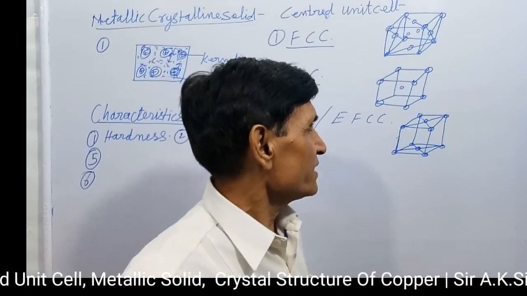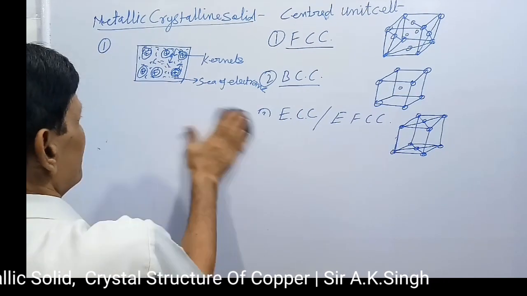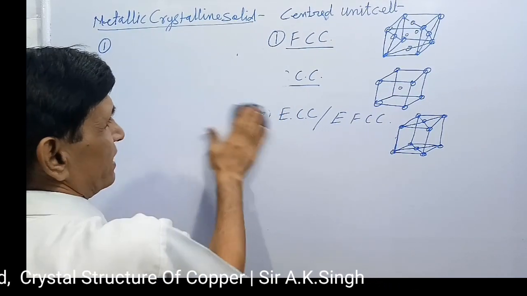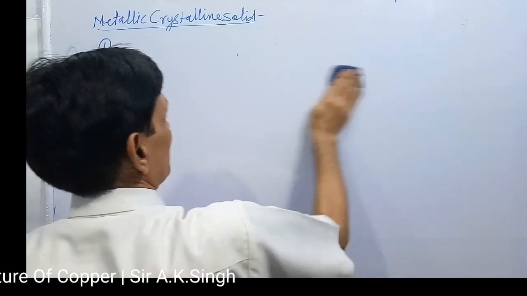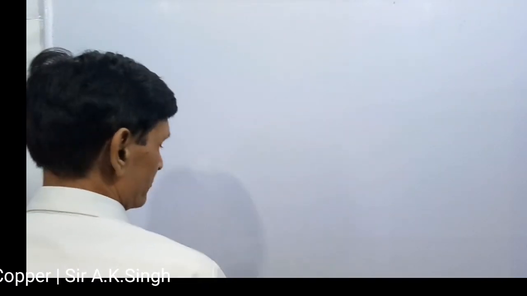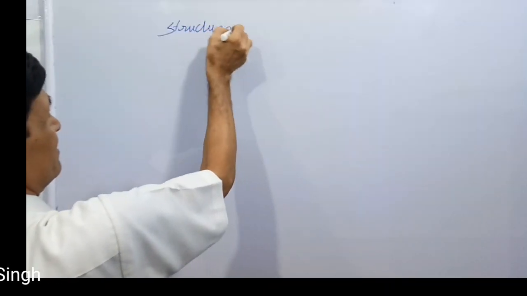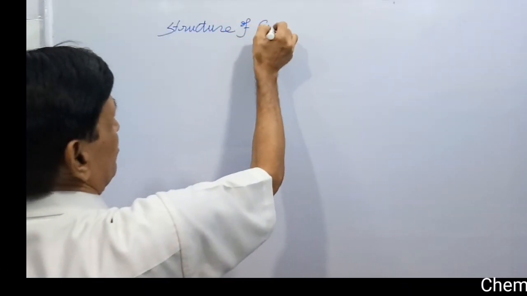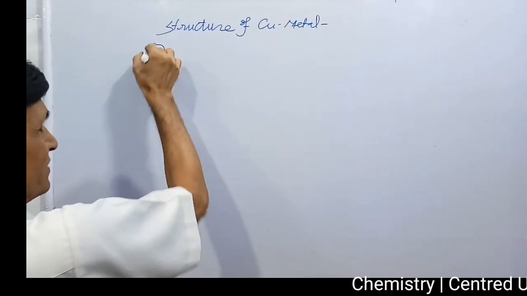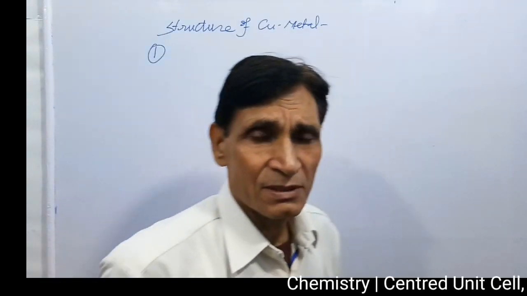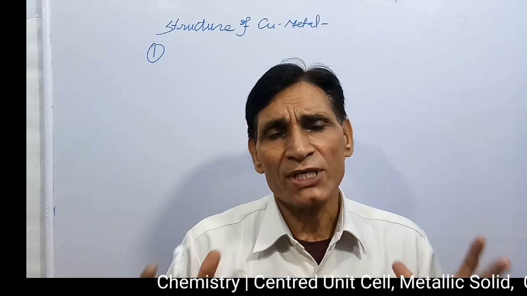Now next point is structure of copper metal. Let us see copper, one example of a metallic solid. Structure of copper metallic solid or metal. First, in copper metal there is FCC arrangement. Copper metal possesses which arrangement?